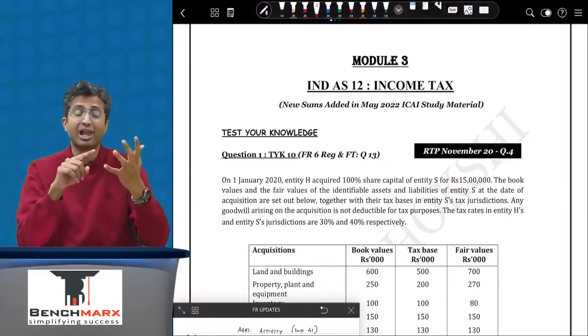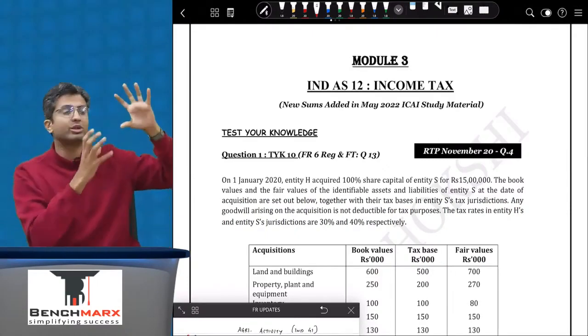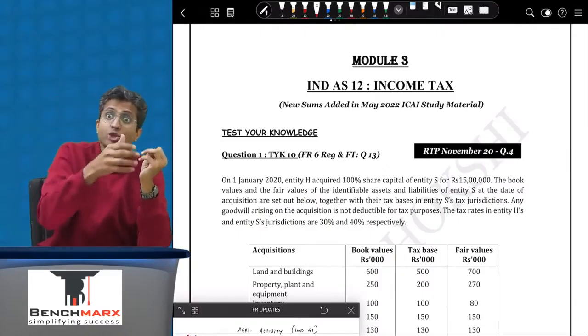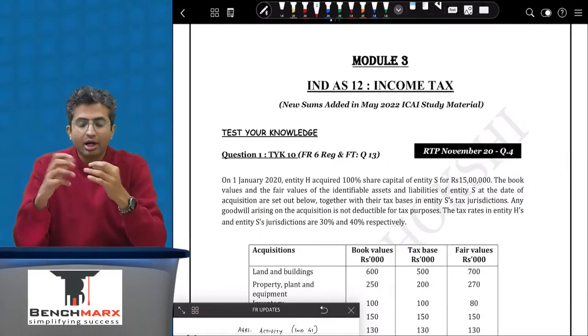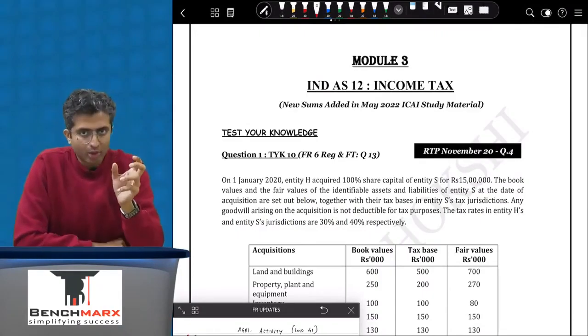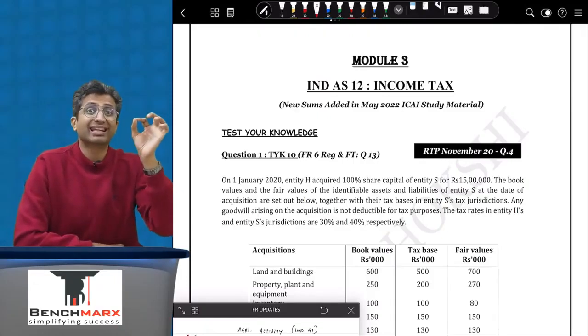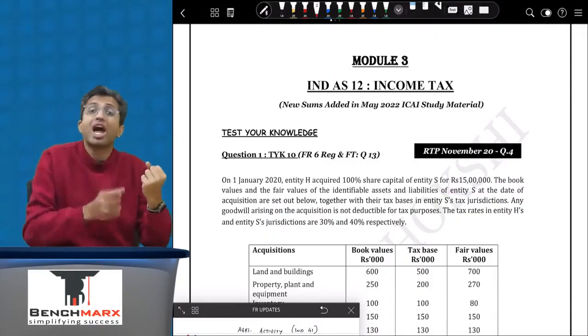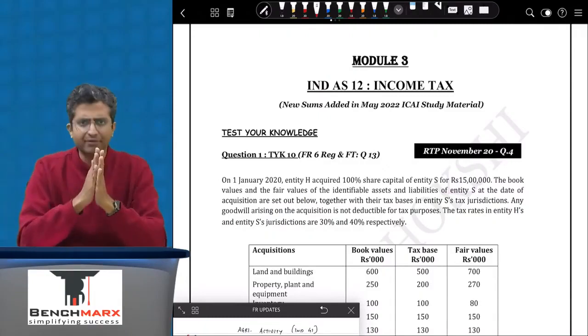Okay, so in this question, you will have the book values, that is the value in the old company's ledgers, the tax base, that is the value as per the income tax data of the old company, and the fair values, that is the value at which the new company will take over. In which case you will always compare the fair value, that is the value at which the assets and liabilities will be taken over, with the tax base in order to calculate deferred tax.